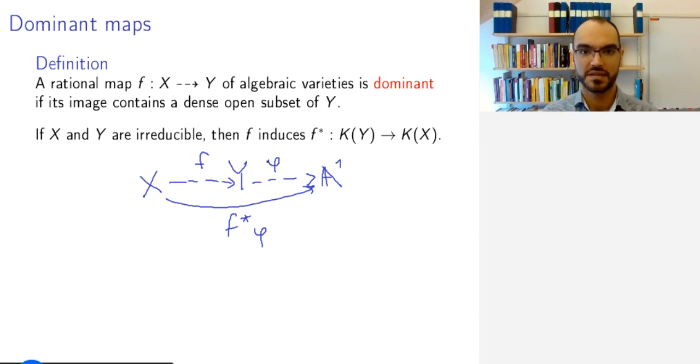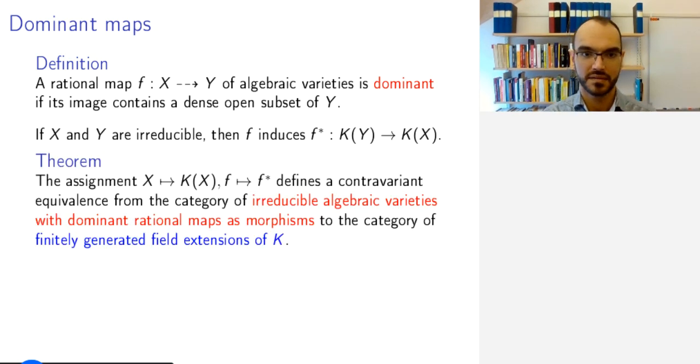And this means that we get some sort of functorial construction, and indeed the assignment that assigns to each variety its field of rational functions and to each map its pullback defines a contravariant equivalence of categories between the category of irreducible algebraic varieties, but where the morphisms are not ordinary morphisms but dominant rational maps, and the category of finitely generated field extensions of K. I will omit checking these properties, but the essence of this is that the field of rational functions captures the properties of an irreducible algebraic variety X, but not precisely, not up to isomorphism, but only up to dominant rational maps.